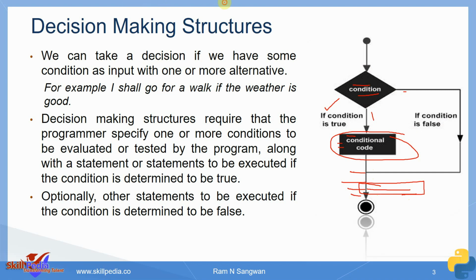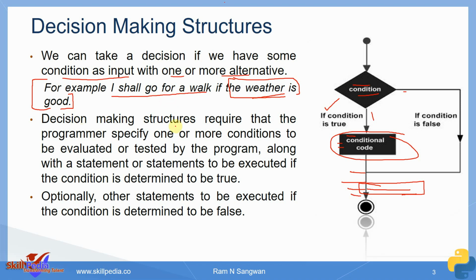We can take a decision if you have some condition as input, with one or more alternatives. For example, I shall go for a walk if the weather is good. Now this is the condition, if the weather is good. This statement can be either true or false. George Boole published a book on this algebra of logic and thoughts, and according to him, no statement in this world can be both true and false together. It will be either true or false. So this entire statement will be either true or false. It cannot be both, because either the weather is good or the weather is bad. So I shall go for a walk if the weather is good.